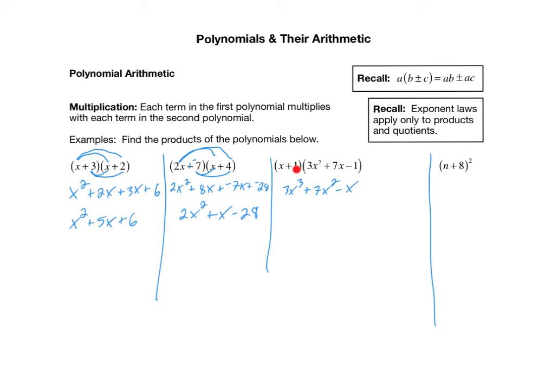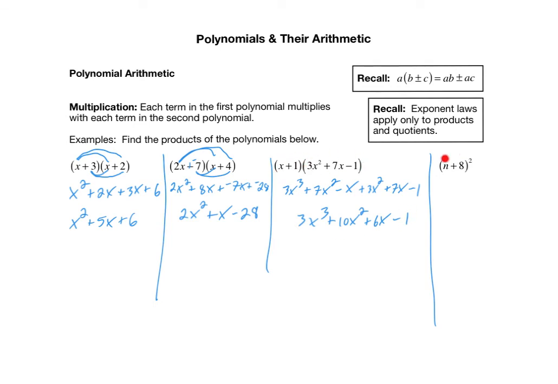And then the 1 in the front here needs to multiply with each one in the back. 1 times 3x squared is plus 3x squared. 1 times the 7x is plus 7x. And then 1 times the minus 1 is minus 1. And again, we need to combine the like terms here. We've got 3x cubed. 7x squared plus 3x squared is plus 10x squared. Minus x plus 7x is equivalent to plus 6x. And then minus 1 is simply minus 1 here. This expression is equivalent to the product of these two polynomials.